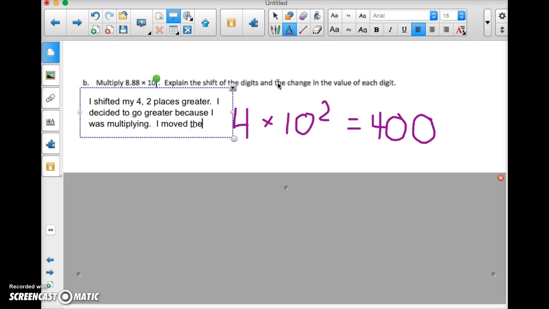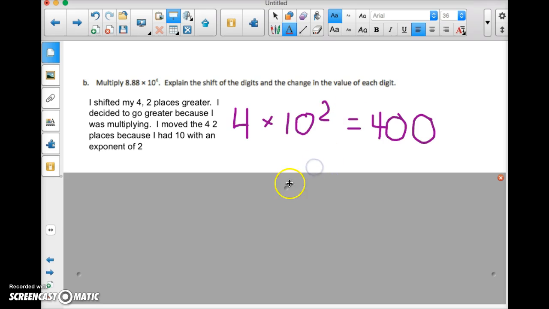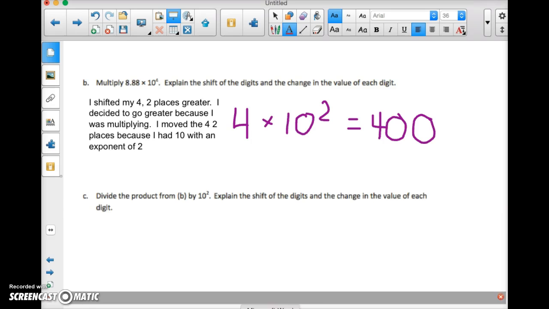I moved the 4 2 places because I had 10 with an exponent of 2. However you decided to make that shift, however you decided whether your number was getting greater or smaller, how many places on the place value chart you decided to get greater or smaller, that needs to be reflected in your explanation. All right, let's take a look at the one I'm hiding down here.